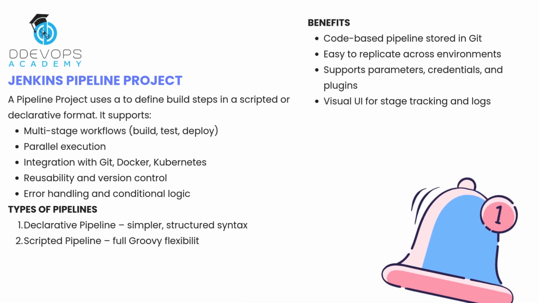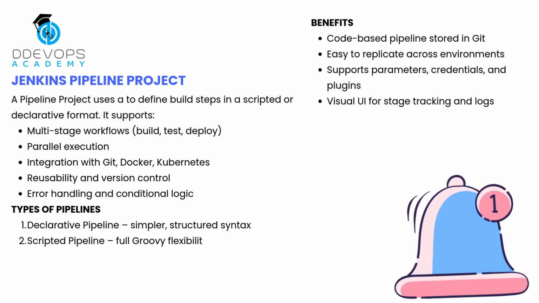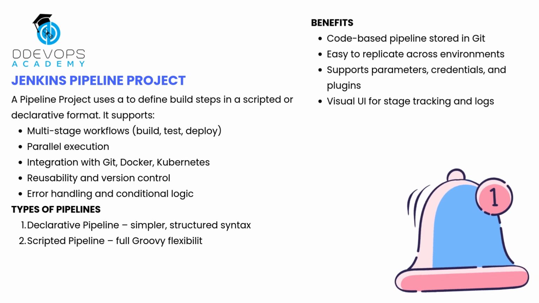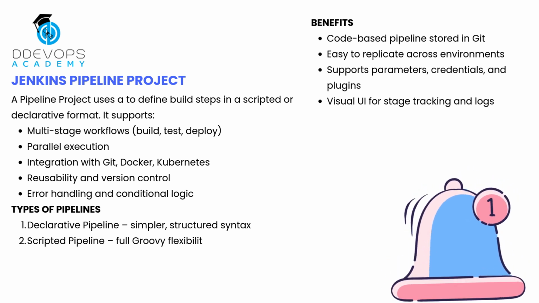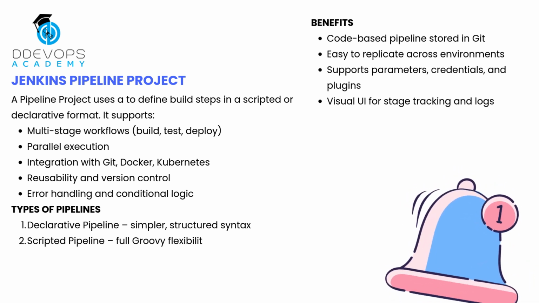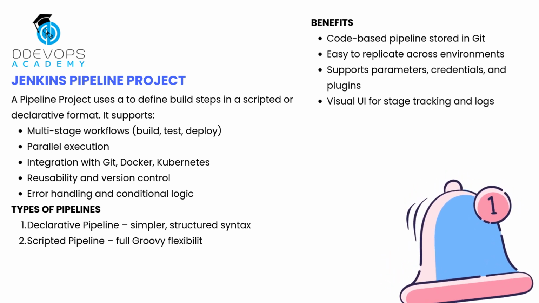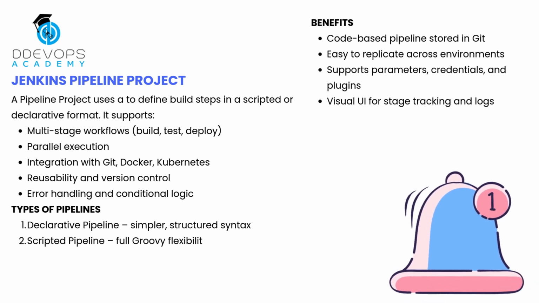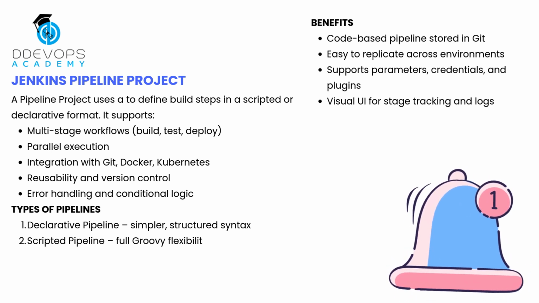Jenkins pipeline projects let you define your build process as code. They support multi-stage workflows like build, test, and deploy, with options for parallel execution and integration with Git, Docker, and Kubernetes. You can choose between declarative pipelines for simplicity or scripted pipelines for full flexibility. The big advantage is reusability. Your pipeline lives in Git, easy to replicate, track, and extend across environments.